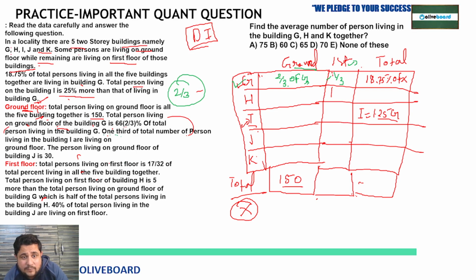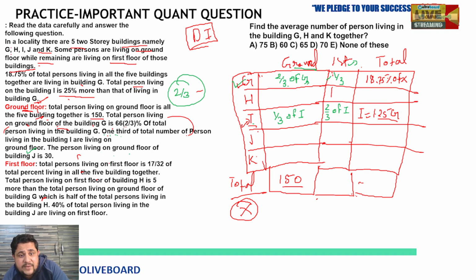One-third of the total number of persons living in building I are living on the ground floor. So now they are talking about I. One-third of the total persons of building I are living on the ground floor. So the remaining two-third will be on the first floor. Is this clear?